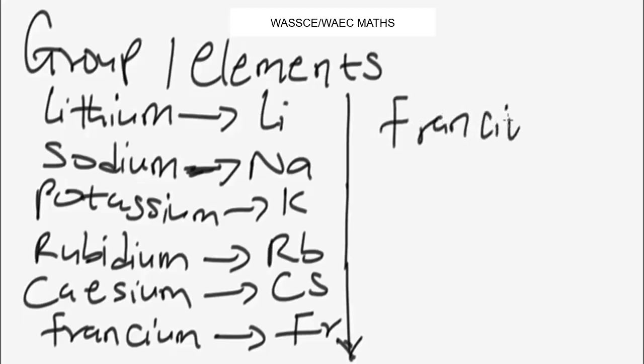So if you are asked what the most reactive metal in the periodic table is, the answer will be francium. The short form is Fr. So this should be your answer: francium is the most reactive metal in the periodic table.